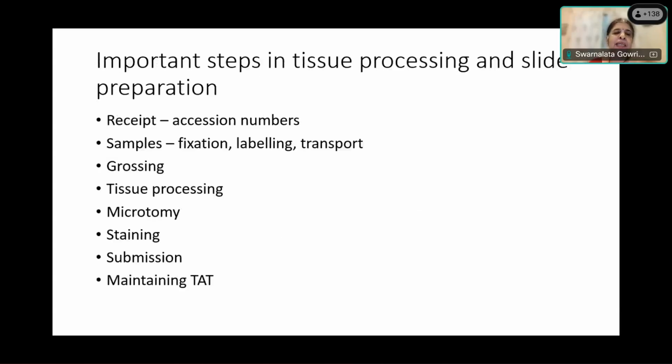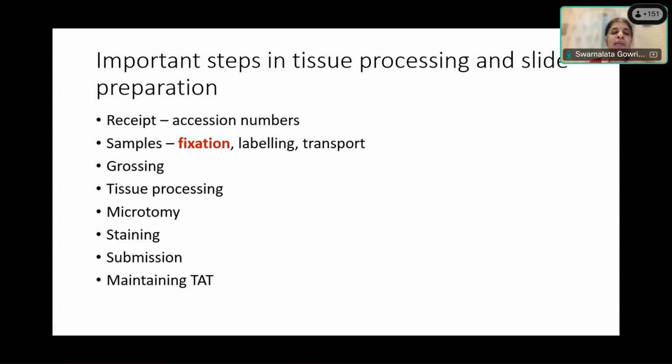What are the important steps? So we will begin by receiving samples, and I'll quickly go through each of these. I will not be dealing with the details, but just tell you what the important things are at each step for quality maintenance, and a little bit about the advances in these areas. So we start with the receipt of samples when they reach our lab, and then the fixation. Having fixed it, we gross it, then we process it in machines, then we do the cutting, the staining, and the submission, keeping in mind that we have a turnaround time. We need to maintain our turnaround times.